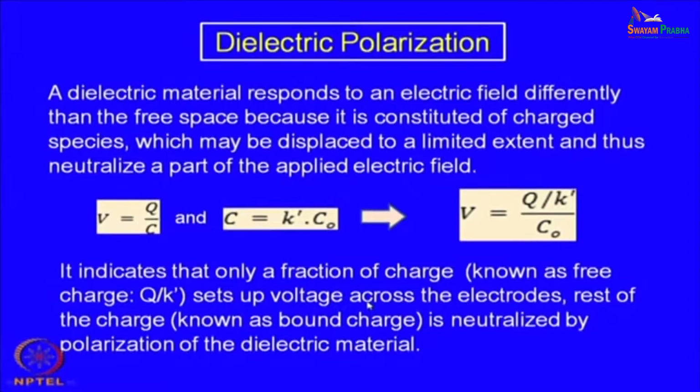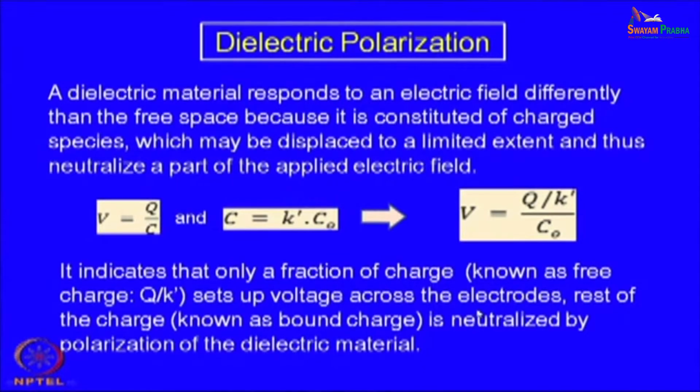So, it indicates that only a fraction of the charge, known as the free charge, which is Q by K prime, where K prime is a number, sets up the voltage across the electrodes, and the rest of the charge, known as the bound charge, is neutralized by the polarization of the dielectric material. So, there are two different kinds of situations that happen simultaneously, of course, and one forms the bound charge and there is free charge.